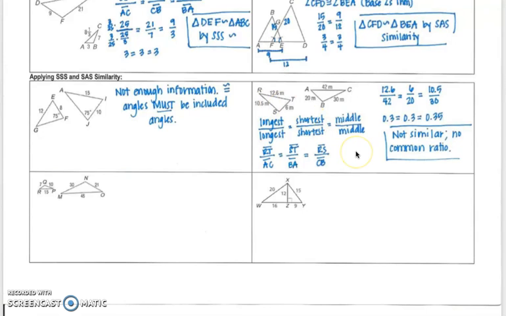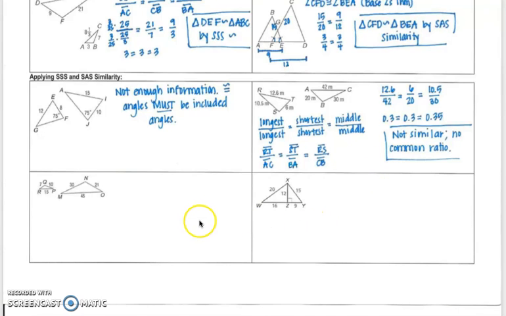So the next example here, I did it just like I did the example above, identifying the longest side, the shortest side, and the middle sides, and then setting up my ratio as a proportion that has to be equal. So I get 12.6 over 42, that gave me 0.3. If you set up your ratios opposite, it doesn't matter, you'll just get whole numbers instead of decimals. 6 over 20 is 0.3, and then 10.5 over 30 is 0.35. Because these are not all equal, these triangles are not similar. They don't have a common ratio, so you cannot say that the triangles are similar.